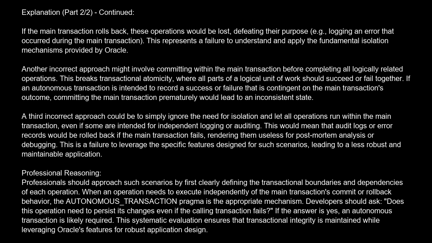Professional reasoning. Professionals should approach such scenarios by first clearly defining the transactional boundaries and dependencies of each operation. When an operation needs to execute independently of the main transaction's commit or rollback behavior, the autonomous transaction pragma is the appropriate mechanism. Developers should ask, does this operation need to persist its changes even if the calling transaction fails? If the answer is yes, an autonomous transaction is likely required. This systematic evaluation ensures that transactional integrity is maintained while leveraging Oracle's features for robust application design.